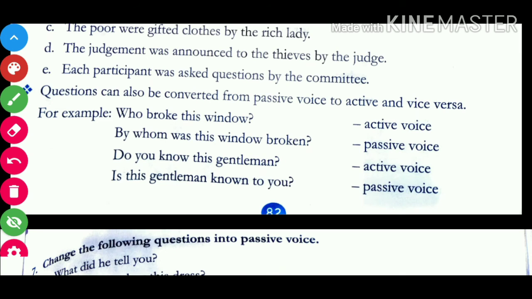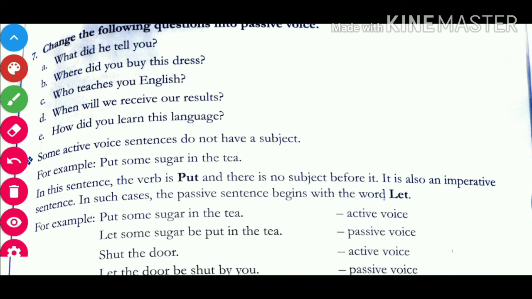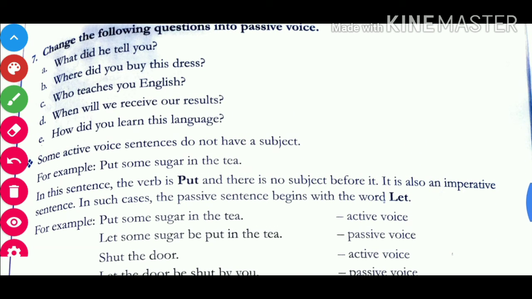Next, see next example. Do you know this gentleman? Is this gentleman known by you or known to you? Okay, this is how the conversion takes place when we come to the questions. So see, change the following questions into passive voice. What did he tell you?